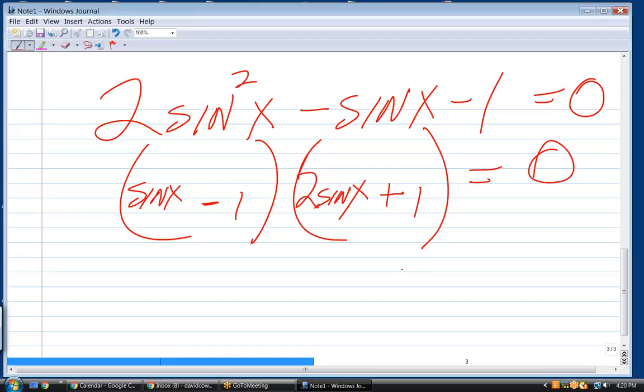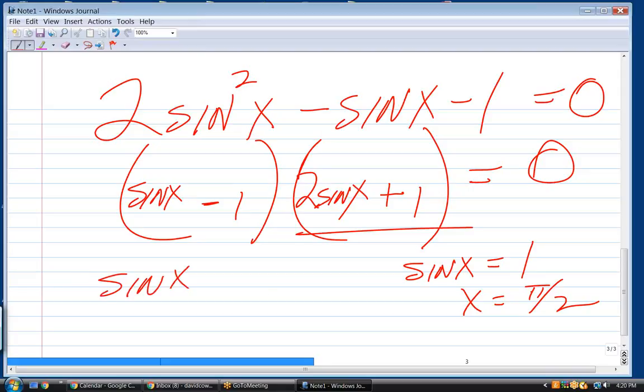So then it would be sine x equals 1. Where does that occur? That's the first quadrant, 90 degrees. Pi over 2, okay. And the second equation is what?